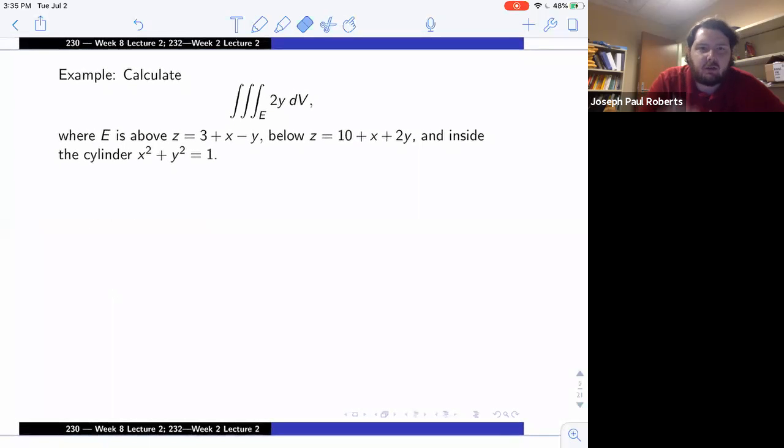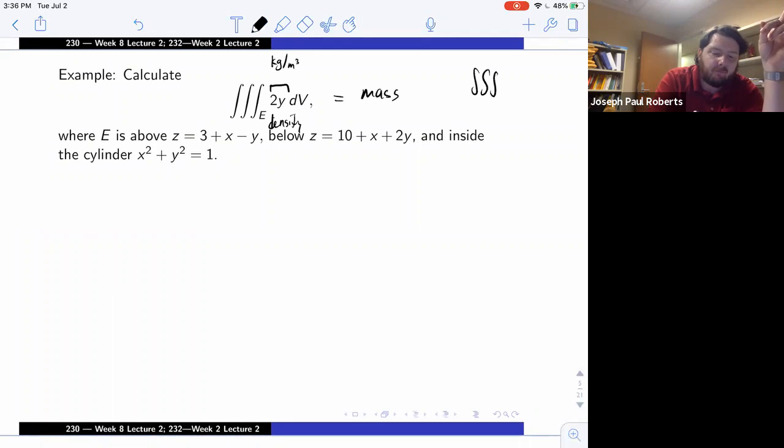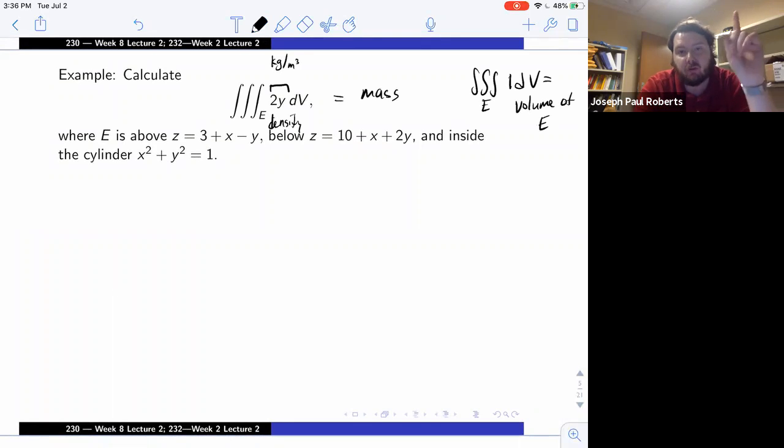So this one I'm actually going to go through and calculate. Just as a refresher, think of 2y as the density of a solid object, and therefore this triple integral is calculating mass. So remember, you only think of volume when you're doing the boring constant integrand 1. So the triple integral of 1 is the volume. Otherwise, you want to think of triple integrals as the mass of a solid object, and your integrand is the density function. Okay, so anyway, same kind of thing.